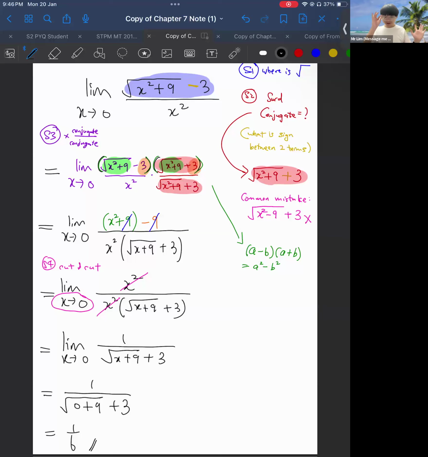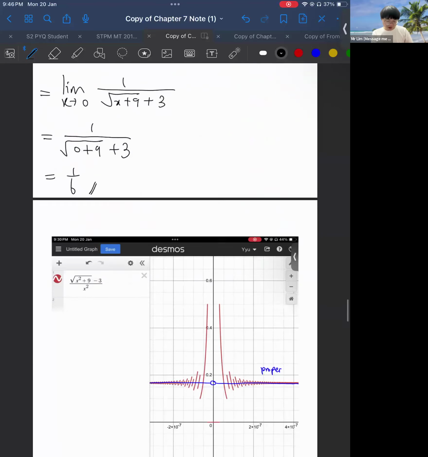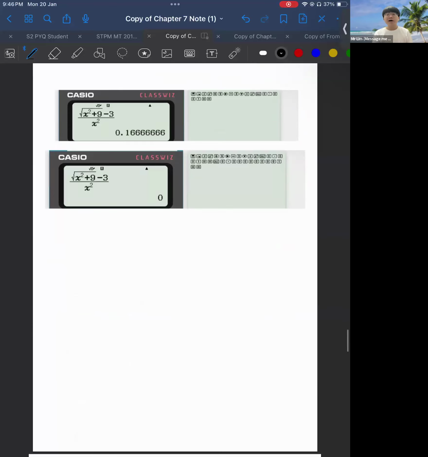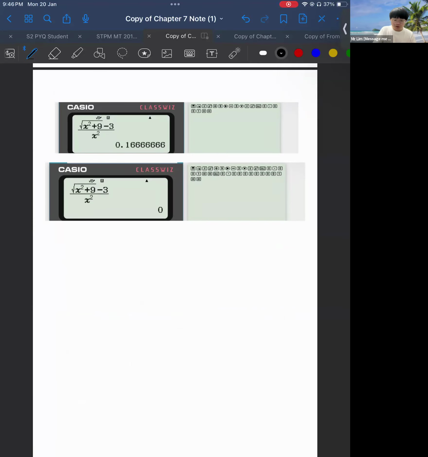Right? So, double check. Now let's say you are in the exam and you want to check your answer. You open your calculator and type the function. When you substitute x equal to 0.01, you get something like this.